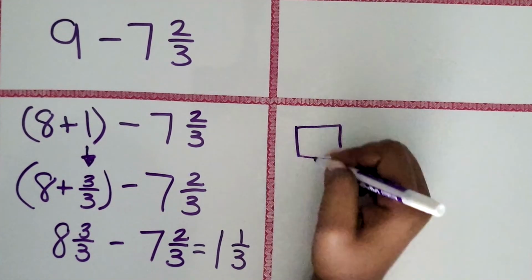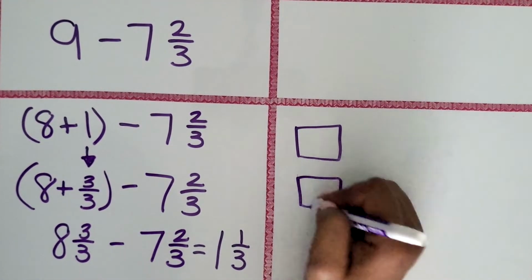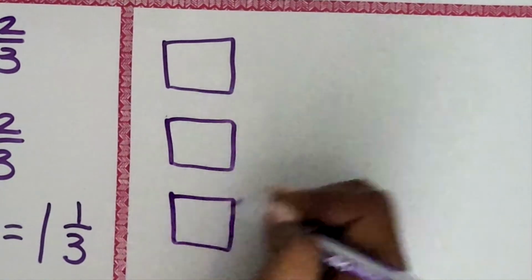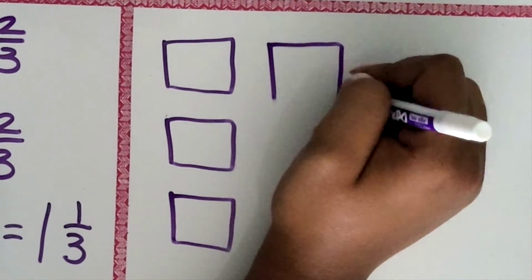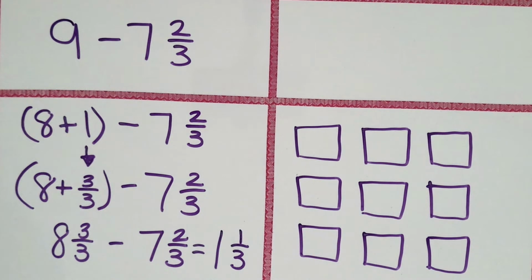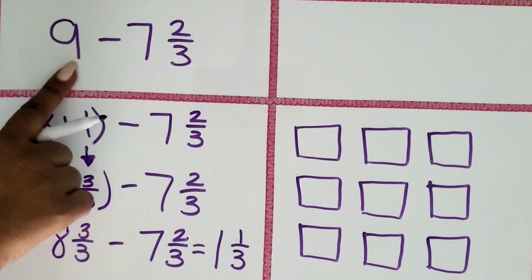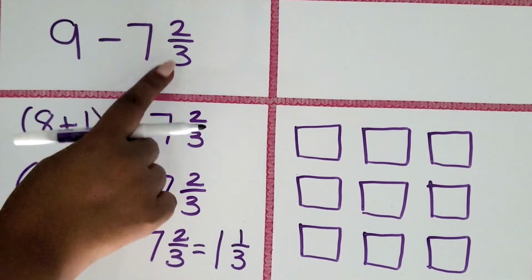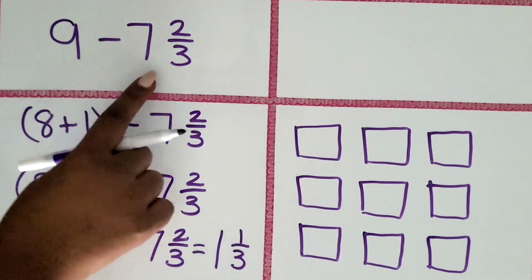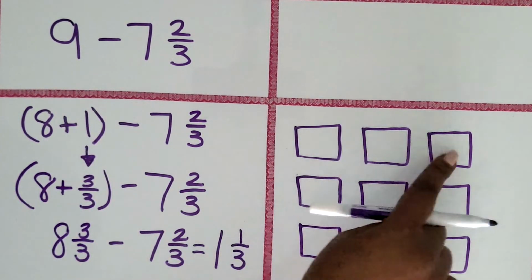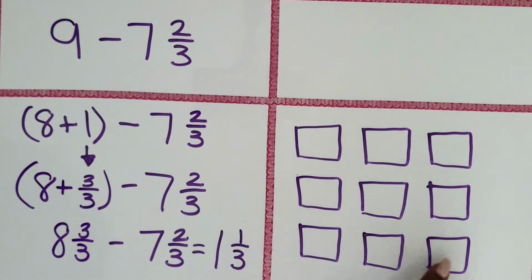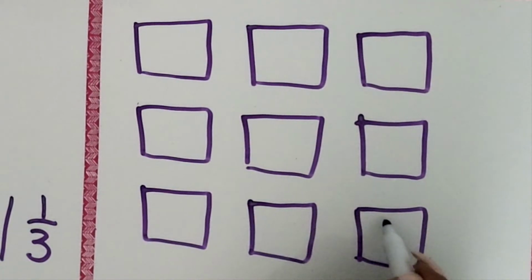Let's look at a visual, a picture model. I prefer making rectangles. So remember, instead of 9 wholes, we're doing 9 minus 7 2/3. Instead of 9 wholes, we can think of it as 8 plus 1, which still equals 9. So we want to take that 1 whole and partition it into thirds because the fraction that we're going to subtract is in thirds.